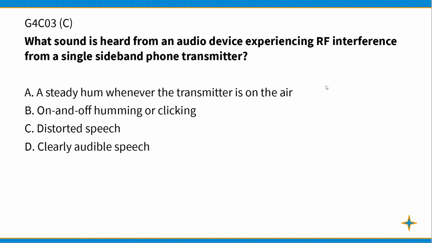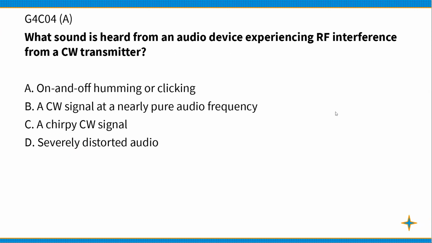So, what sound is heard from an audio device experiencing RF interference from a single sideband phone transmitter? I'm saying distorted speech. Yeah, I don't think it would make it more audible. What sound is heard from an audio device experiencing RF interference from a CW transmitter? I'm not sure I understand why the humming. Clicking definitely makes sense.